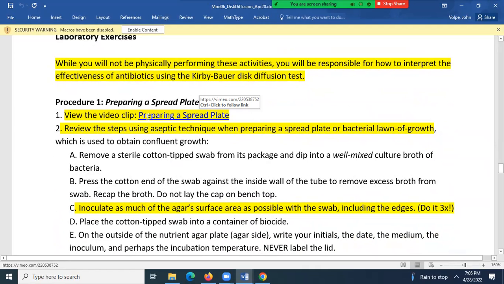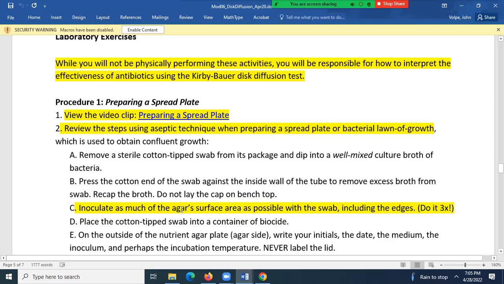In procedure 1, you're going to be preparing a spread plate, and we have a little video on how to prepare a spread plate. Review the steps using aseptic technique when preparing a spread plate. And this will make a bacterial lawn of growth of bacteria. What you do is you put the bacteria on a cotton swab, remove the excess liquid from the cotton swab by touching the side of the sterile part of the inside of the tube, and then inoculate as much of the agar surface as you can with the swab.